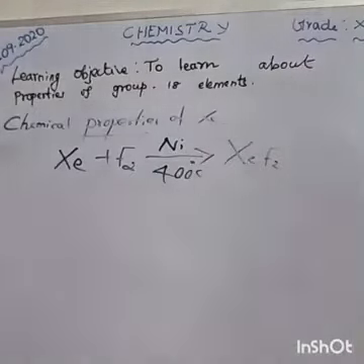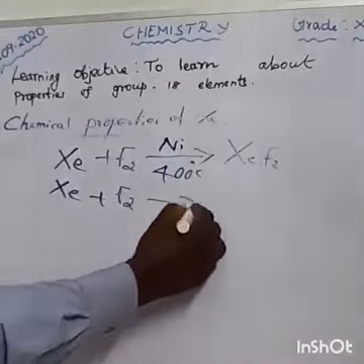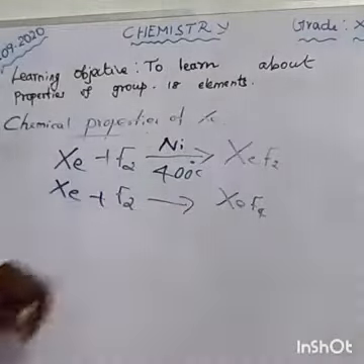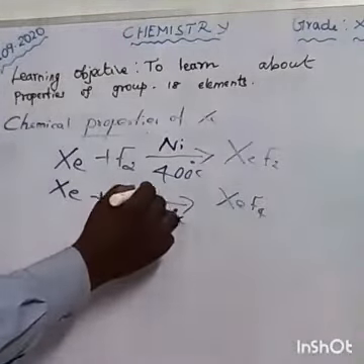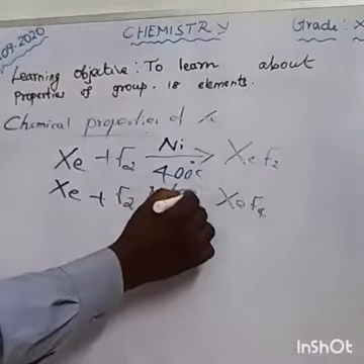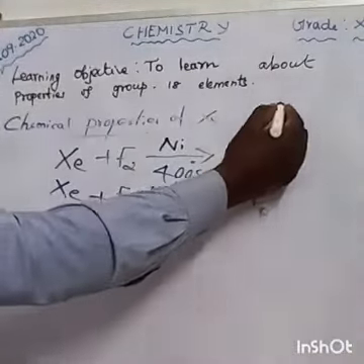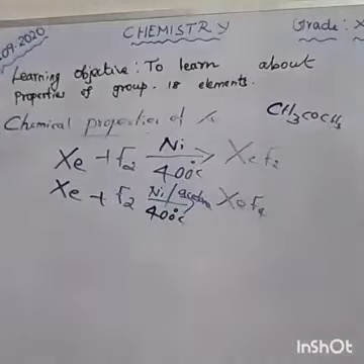Next, how is xenon tetrafluoride prepared? Xenon reacts with fluorine, and we get xenon tetrafluoride, the formula is XeF4. Here the temperature is also 400 degrees Celsius, and we also use nickel and acetone. Did you hear the name acetone? It is an organic compound. The formula for acetone is CH3COCH3. We will discuss it properly later, when we have the lesson on acetone.